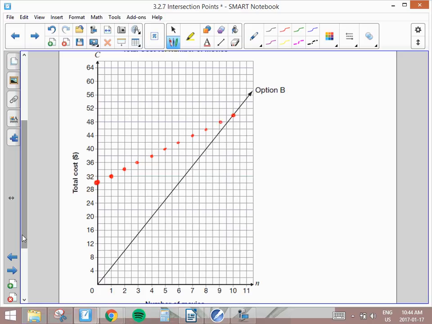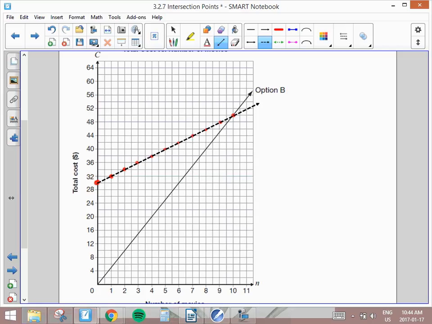So if I want to be really exact, I'm going to put the points all the way across until I cross the line. And then I can join those dots. I've chosen a dotted line here because I don't think you could purchase half of a movie. I think they're going to charge you either for a full movie or not at all. So this is my option A line.